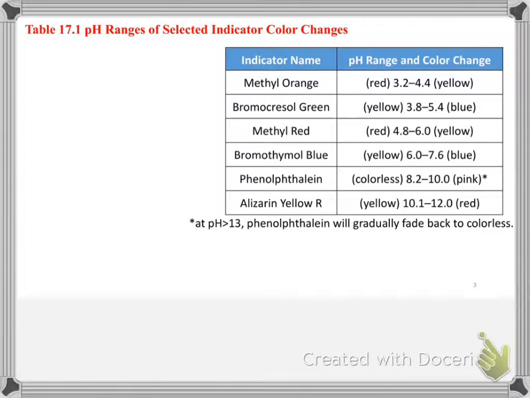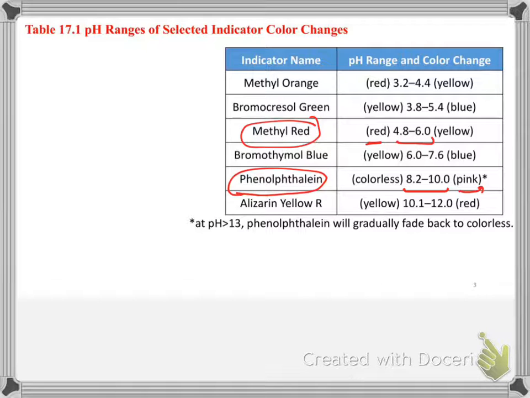For example, if you look at the phenolphthalein, in the acidic medium it is colorless, but if the pH is between 8.2 to 10, the color changes to pink. Another very important indicator that we use is methyl red. It's red in color, but then it changes to yellow in this pH range.